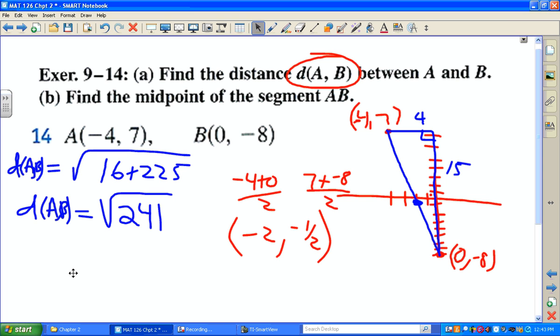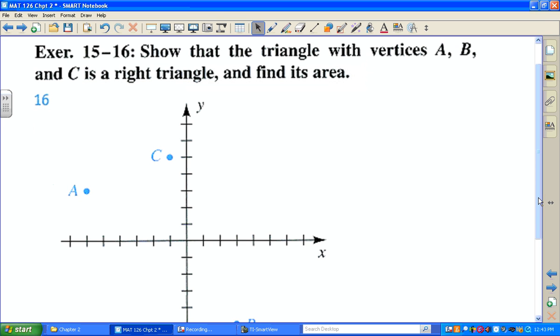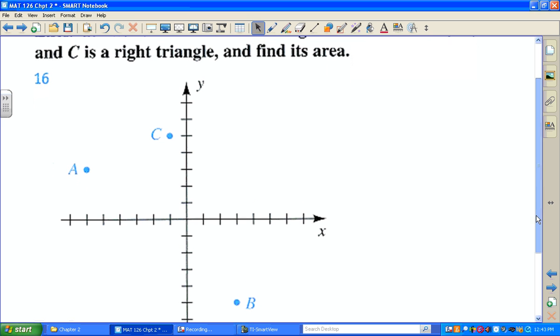Any other questions on distance and midpoint? Fantastic. How do you show something is a triangle with the vertices A, B, and C? Oh, it's a right triangle. A right triangle. How do you say it is a right triangle?